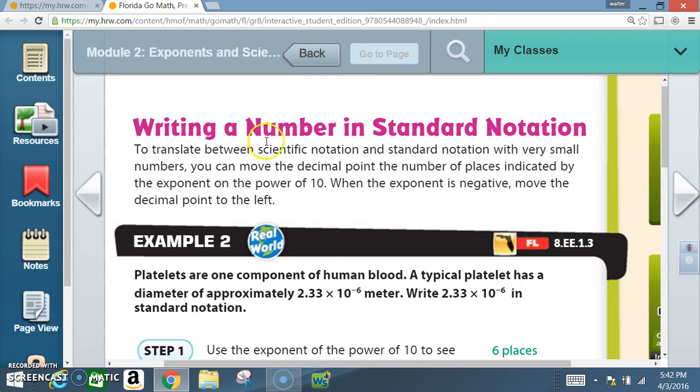When writing a number in standard notation, to translate between scientific notation and standard notation with very small numbers, you can move the decimal point the number of places indicated by the exponent on the power of 10. When the exponent is negative, move the decimal point to the left.